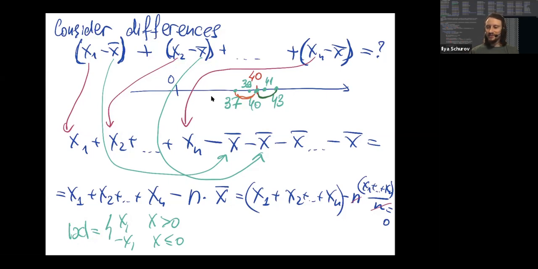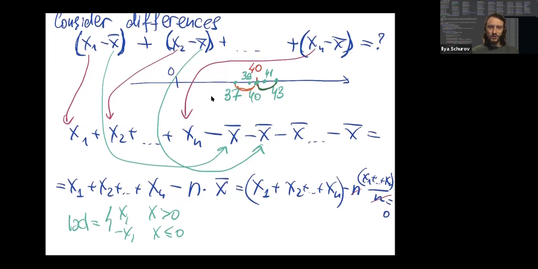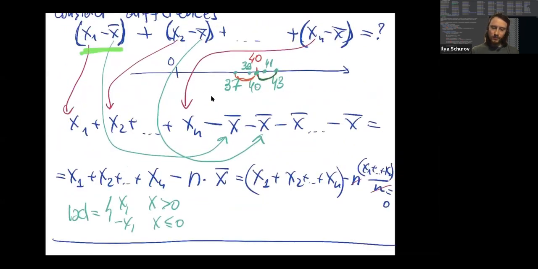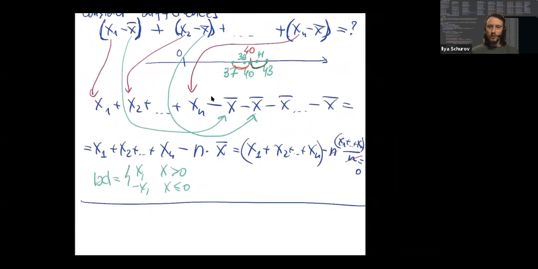We can change it slightly. Yeah, I have good ideas: to square it. And this is actually what we will do. Instead of considering just these differences, we will consider squared differences. You know that the square of any number, it doesn't matter whether it is a positive number or a negative number, is positive. And so squaring, in a sense, kills the sign.